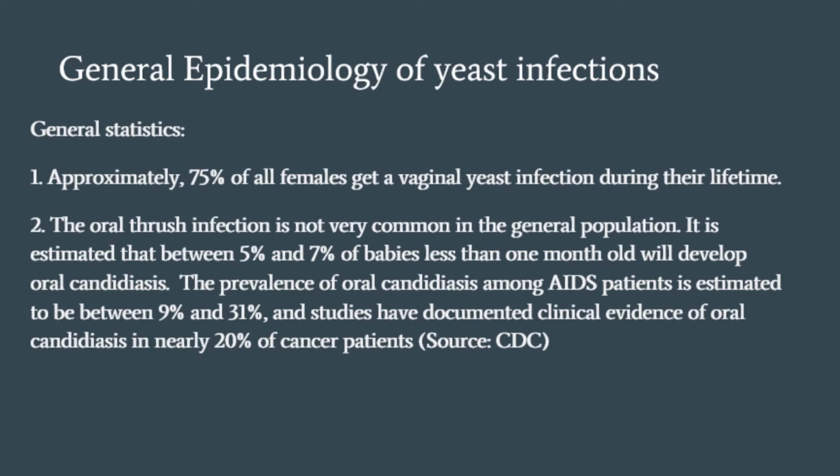General epidemiology of yeast infections. Here are some general statistics. Approximately 75% of all females get a vaginal yeast infection during their lifetime. The oral thrush infection is not very common in the general population. It is estimated that between 5% and 7% of babies less than 1 month old will develop oral candidiasis. The prevalence of oral candidiasis among AIDS patients is estimated to be between 9 and 31%, and studies have documented clinical evidence of oral candidiasis in nearly 20% of all cancer patients.